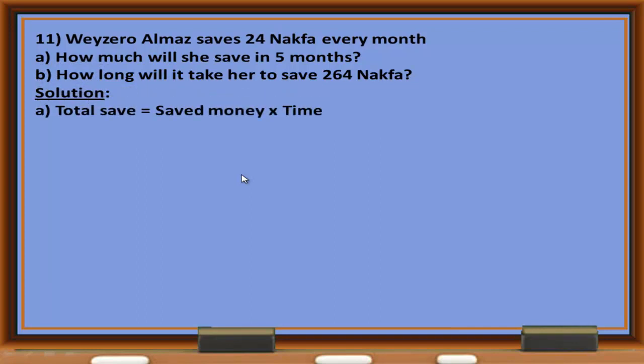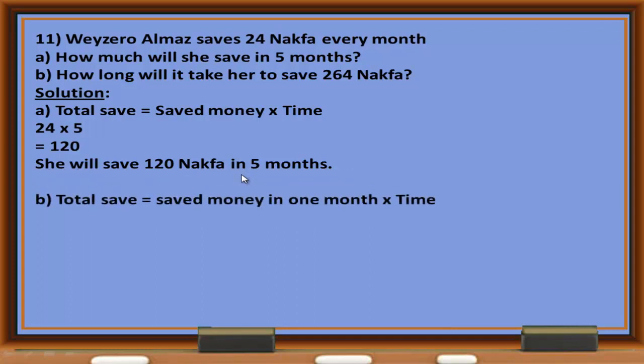A. Total save is equal to saved money times time, that is the time in terms of months. Saved money, if it is multiplied by the number of months, then it will give us total save. Therefore 24 times 5, 24 per month times 5 months will give us 120 nafa. She will save 120 nafa in 5 months.